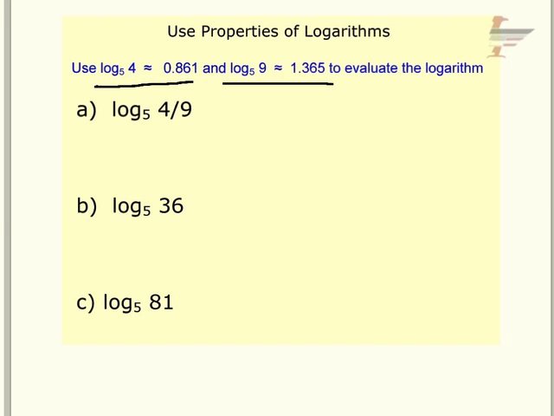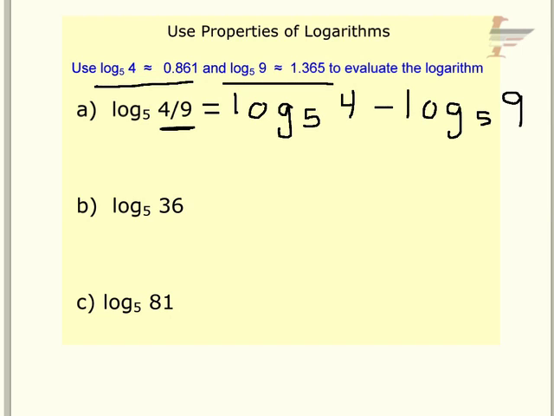using the approximated numbers there, well, you know 4 divided by 9 is a quotient, so I first and foremost could separate that with subtraction. So log base 5 of 4 minus log base 5 of 9, and I know log base 5 of 4 is equal to 0.861, and I know log base 5 of 9 is equal to 1.365, and when you subtract those, you get negative 0.504.